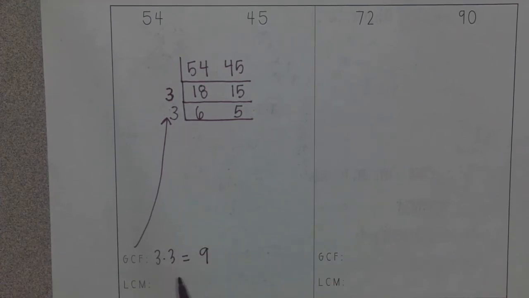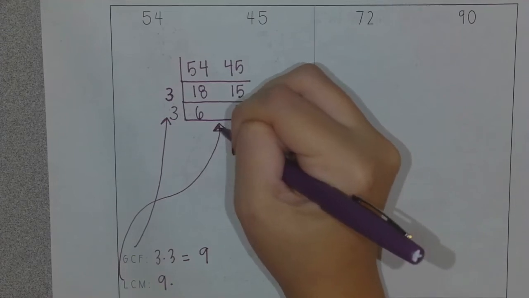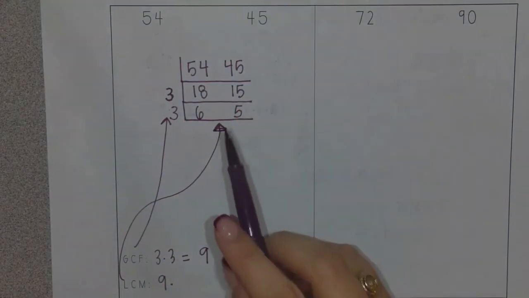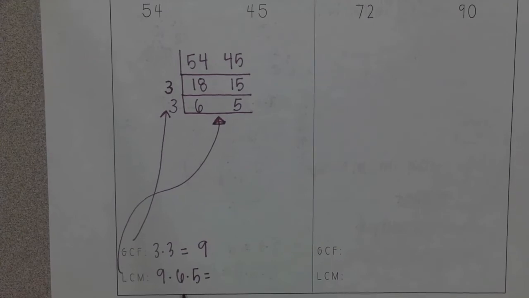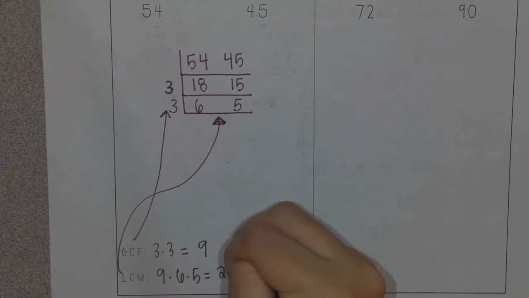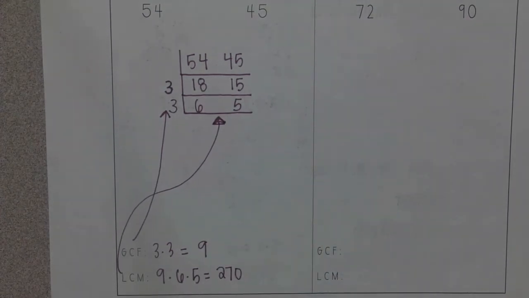To find the least common multiple, again, I'm going to take the greatest common factor, which was 9. And now I'm going to bring in the two numbers that I just couldn't break down any further. They didn't have anything in common. So it would be the numbers 6 and 5. So if I do my multiplication, I know I'm going to go out of order here because remember that the commutative property says that we can multiply in whatever order we want. So 6 times 5 is going to give me 30. And then I know that 30 times 9 is going to give me 270. So the least common multiple of 54 and 45 would be the number 270.